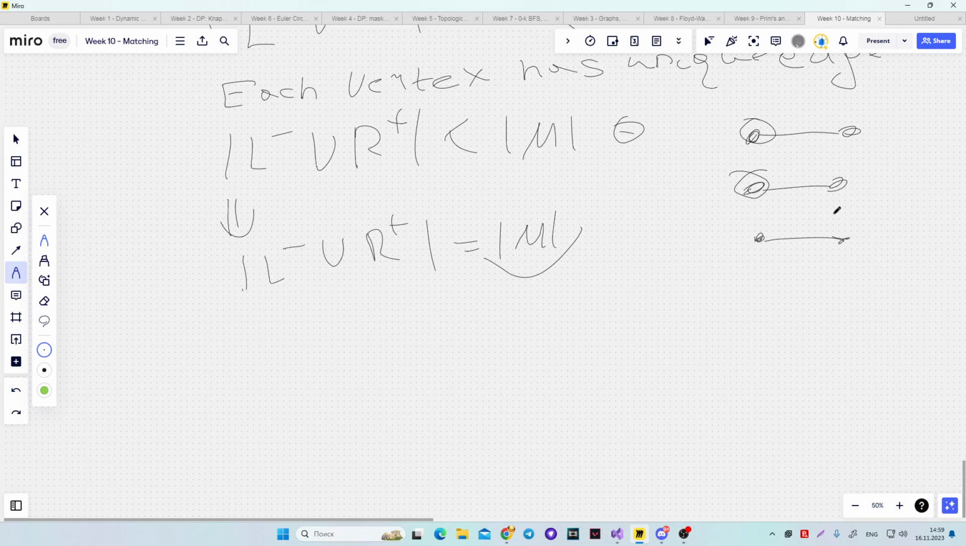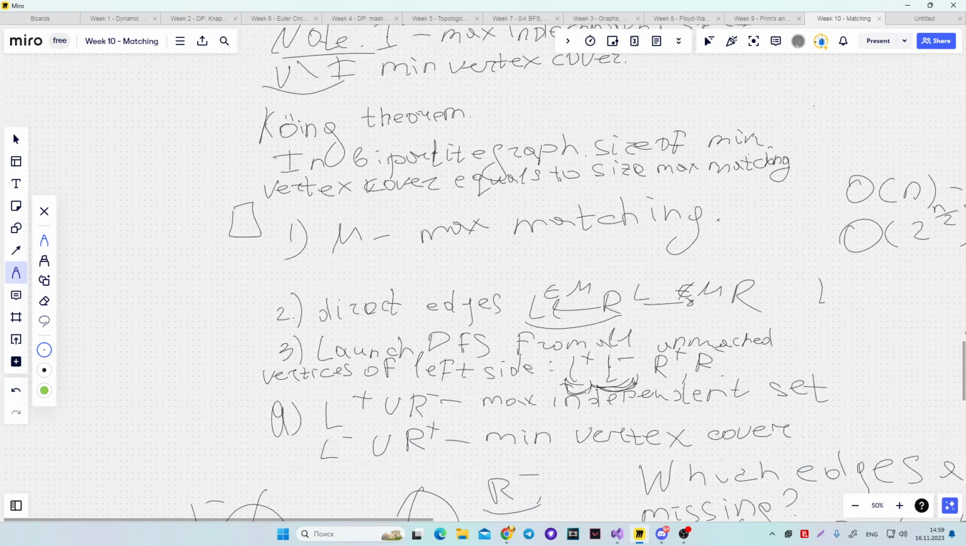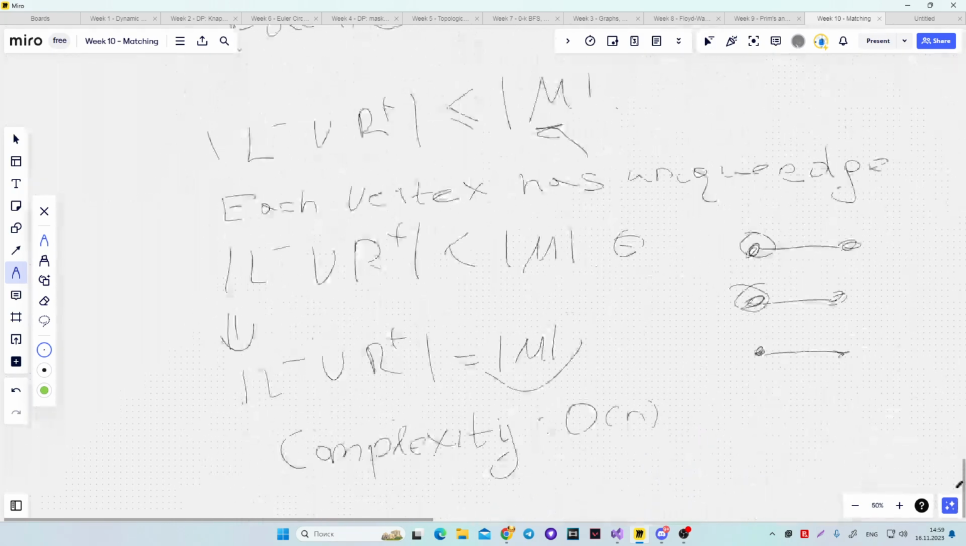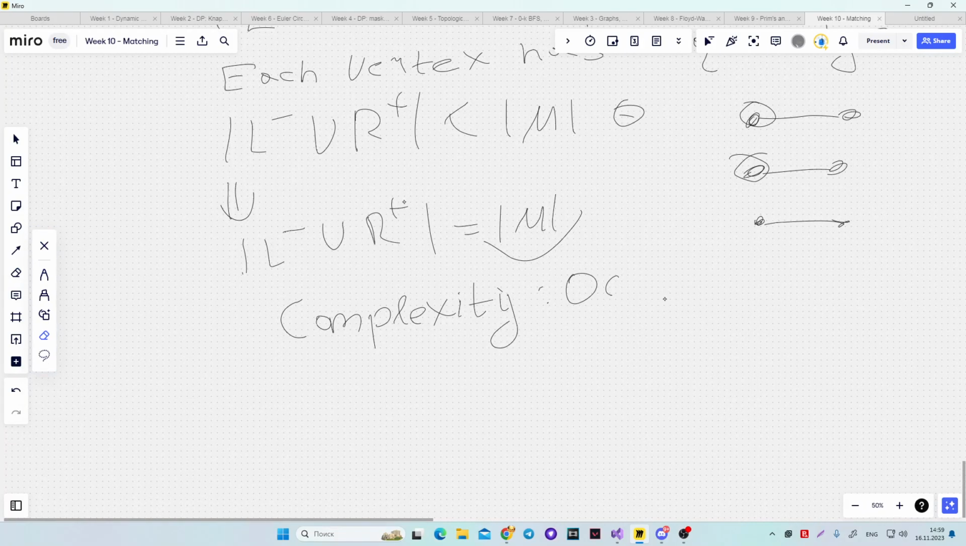We can, I think, solve some LeetCode task, and notice that the complexity of this will be O(n), because we just consider DFS in our graph, and as the graph is bipartite, it's not only n plus m, V plus E, V plus E.